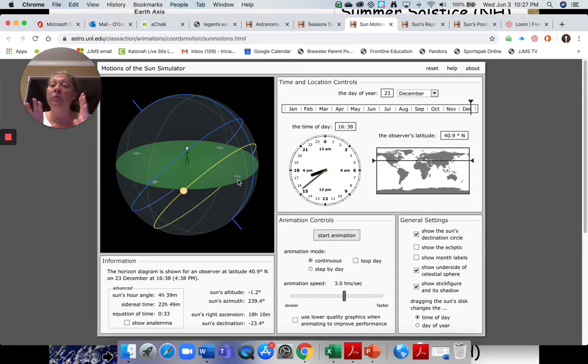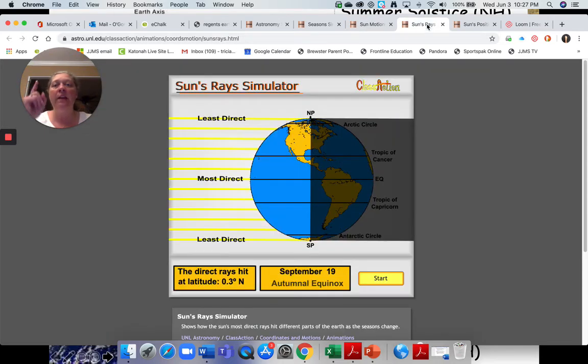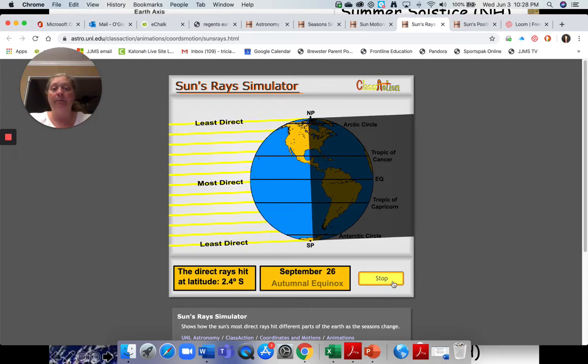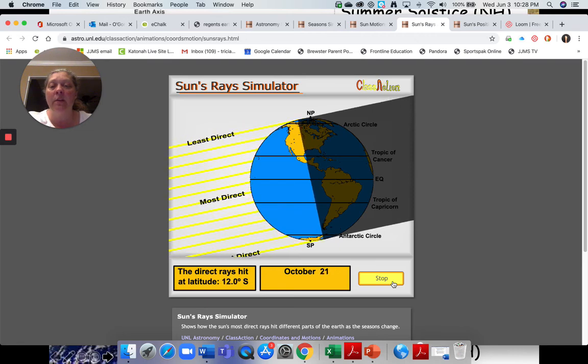And why does the duration and intensity of insolation change? Because of Earth's tilt and the parallelism of the Earth's axis. Okay, let's look at that in this animation. Now, this is really good. This animation keeps the Earth upright and changes the direction of the sun's rays. So let's start. That's the September equinox.